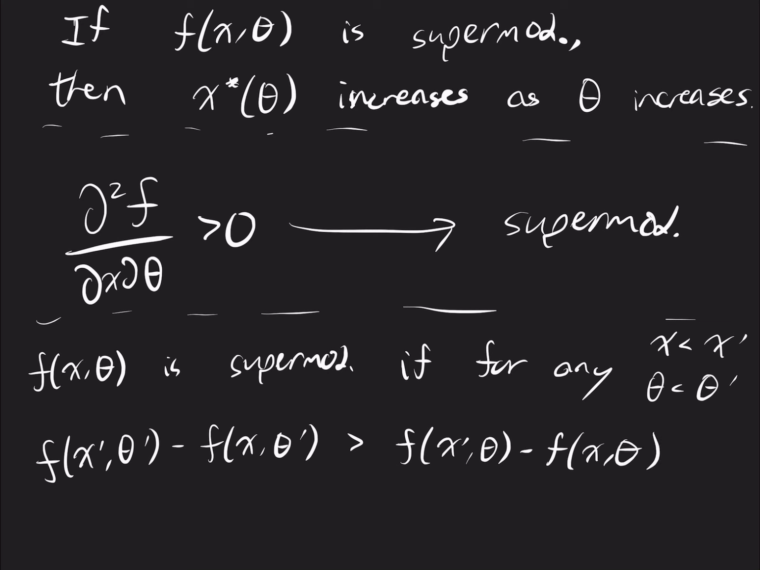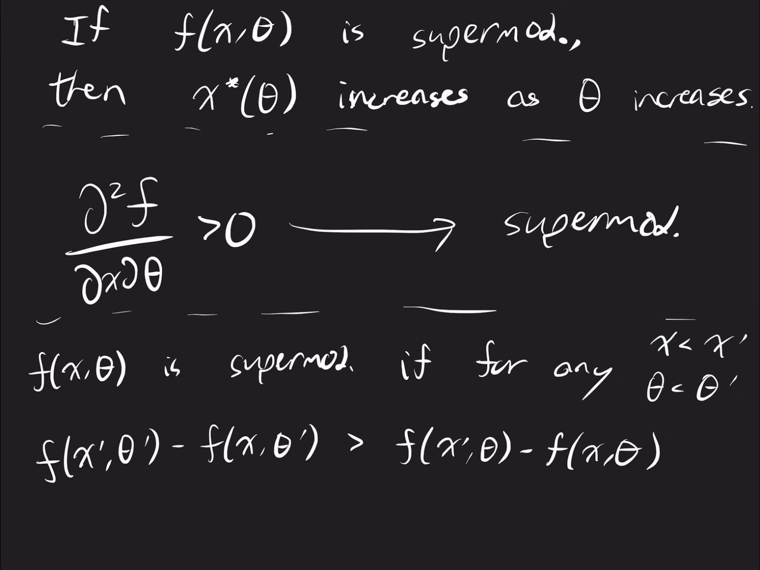This side can be interpreted as the difference between f of x prime and f of x holding theta at the bigger parameter value. This side can be thought of as the same thing at the lower theta. And so if you can show that this is true for any x and x prime, you win. The way that you can prove that is by assuming that this is the case and then seeing if you can show this to be true.